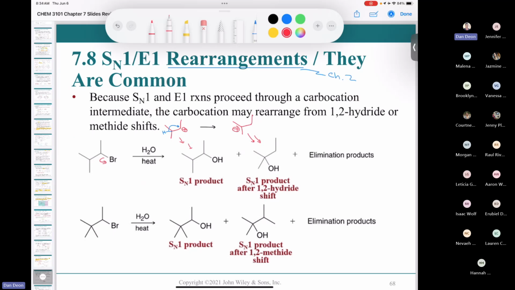And if you're wondering, do I have to be able to predict this? Yes, you have to be able to say, okay, this is an SN1 reaction. The first step is going to be a loss of leaving group. I'm going to form a carbocation. Will that carbocation rearrange? If it does, then you have to take it into consideration. If it doesn't, then don't worry about it.